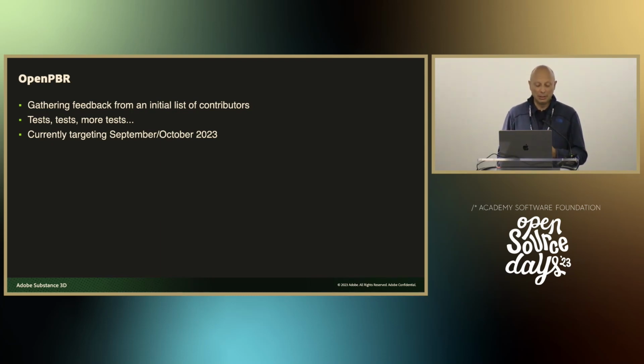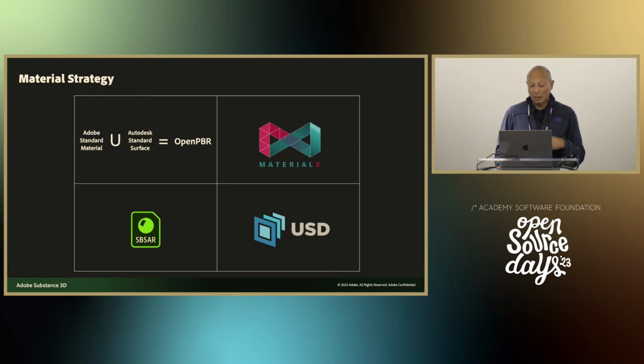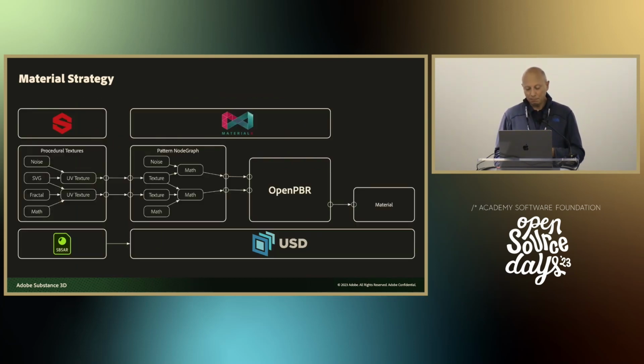Our strategy ultimately at Adobe is going to be Material X, OpenPBR, SBSR for procedural texturing, and USD. This also gives you an idea in the material space of how we plan to integrate SBSR with Material X textures and Material X materials: by connecting them through plugins. I will show a little bit about what that means.